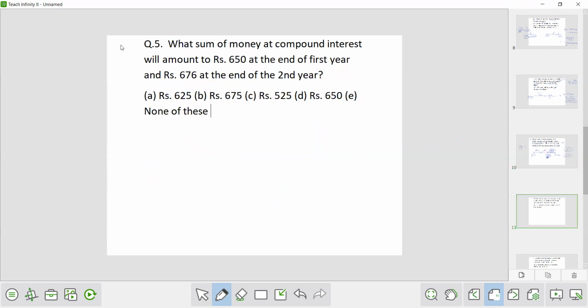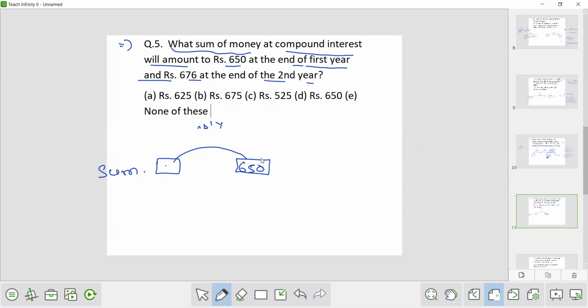Okay, now the next question. I have taken this question on a similar pattern to what we have learned here. What sum of money at compound interest will amount to rupees 650 at the end of first year and 676 at the end of second year? Here you have to find the sum also. This sum became 650 for the first year and became 676 for the second year.